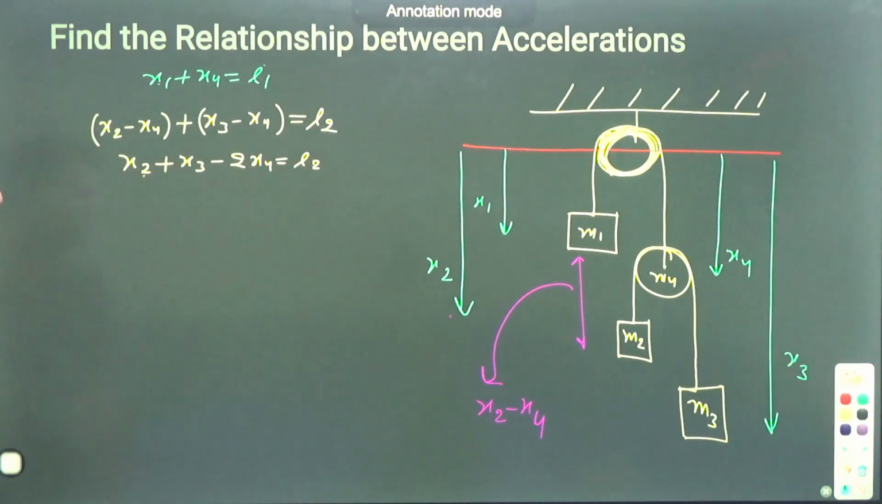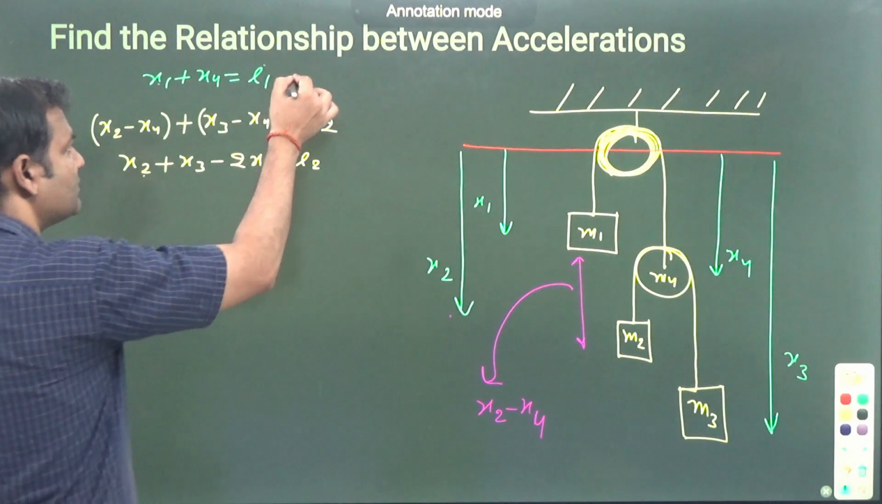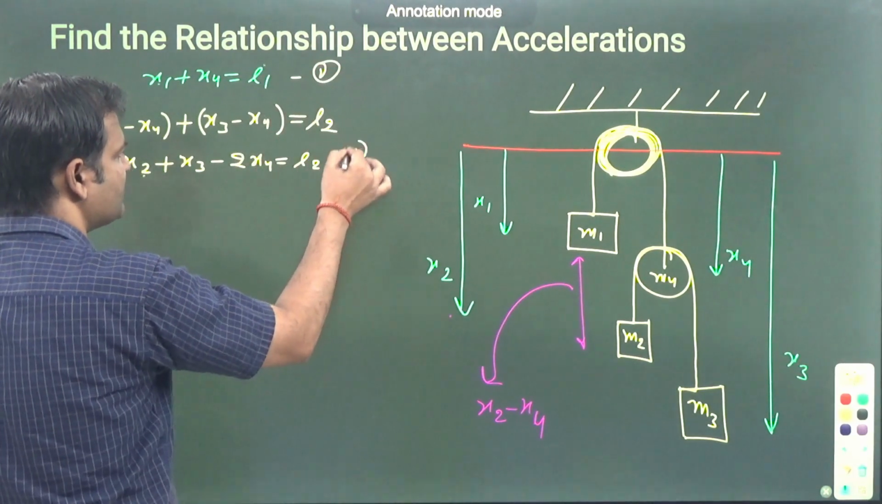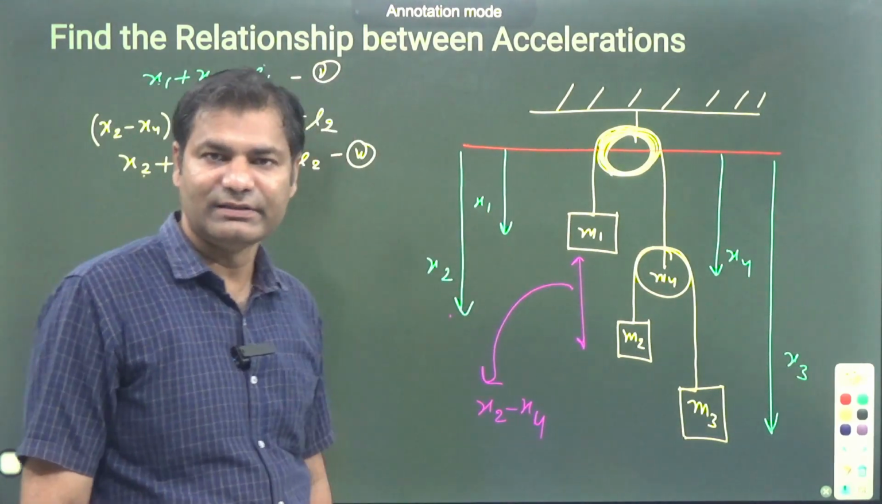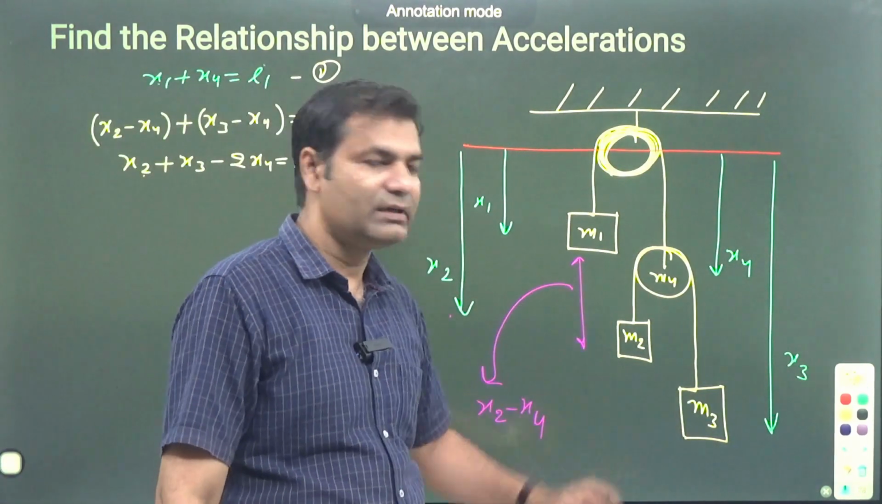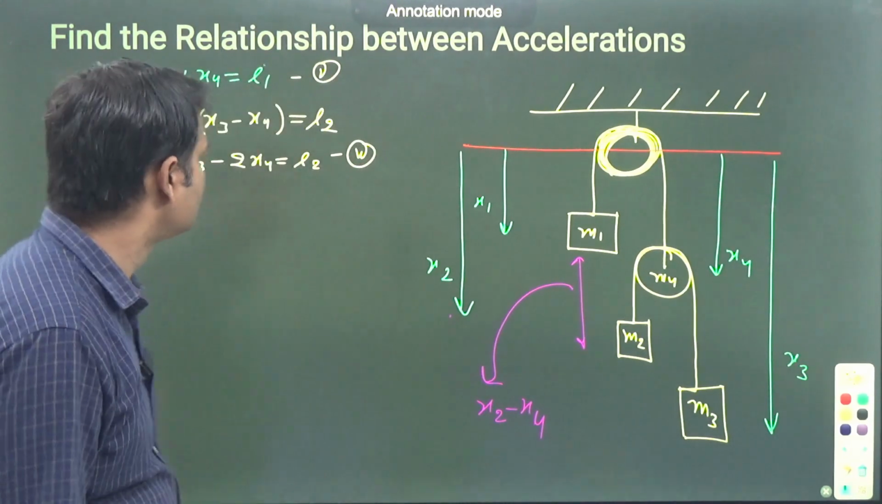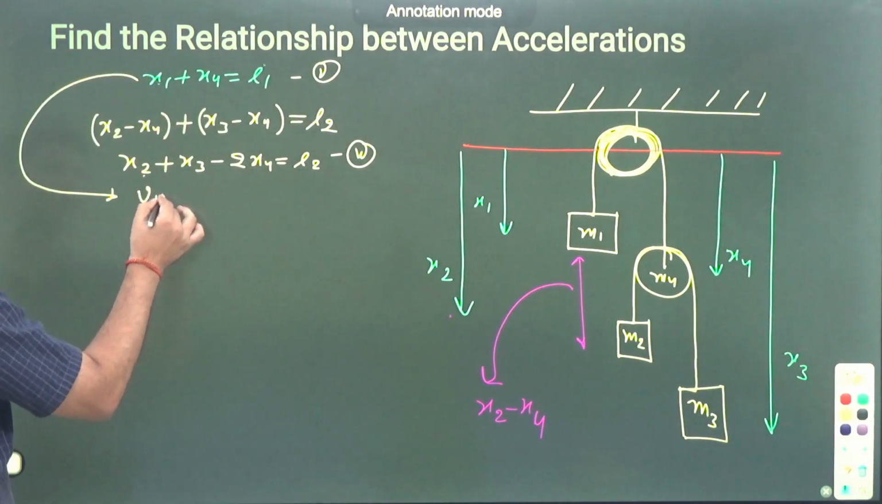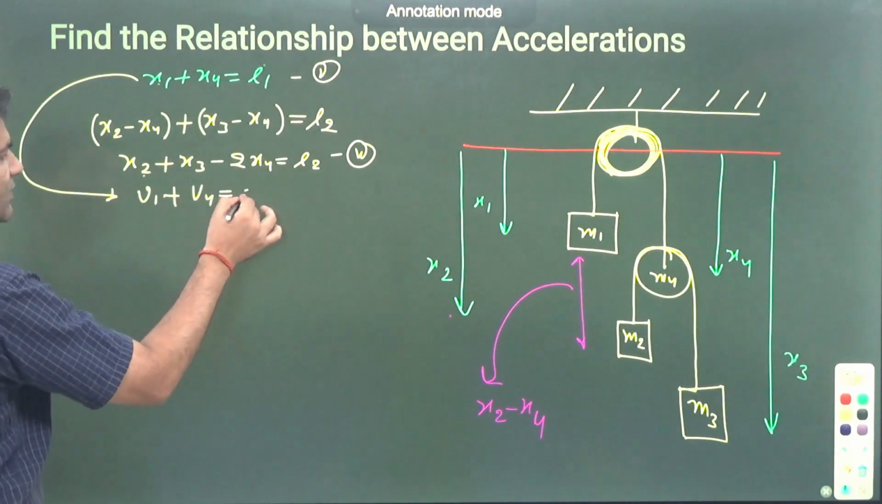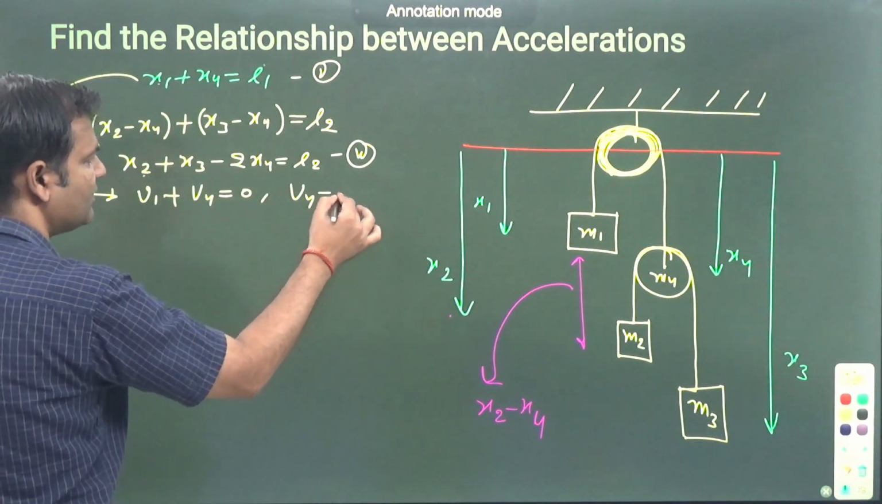Clear or not? There are 2 equations: equation number 1 and equation number 2. This one is for the string of length L1, and the other for the string of length L2. Now if we differentiate this one, we get V1 plus V4 equals 0. It means V4 equals minus V1.